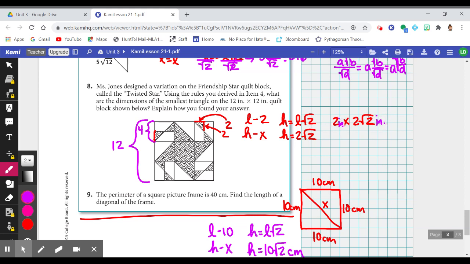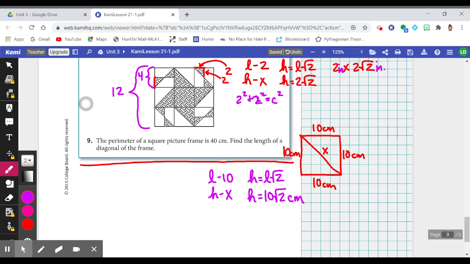So notice how knowing this relationship in the 45, 45, 90 makes solving these problems much quicker. Is it doable with the Pythagorean theorem? Absolutely, because 2 of the legs are the same length. So you could do 2 squared plus 2 squared and find the length of your hypotenuse squared. The pattern just makes it a little bit quicker for us.